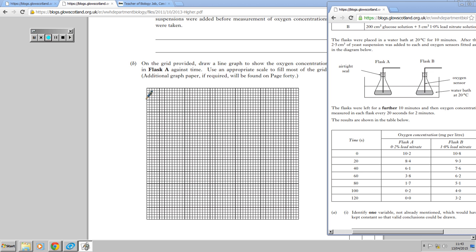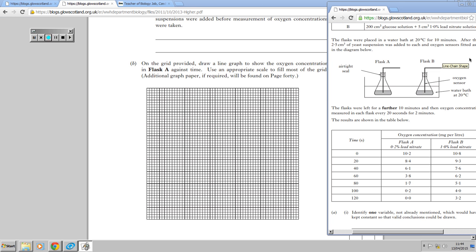At 0 I'm at 10.2, at 20 I'm at 8.4, at 40 I'm at 6.1, at 60 I'm at 3.8, at 80 I'm at 1.7, at 100 I'm at 0.2, and at 120 I'm at 0.0. In this instance, for 120 we actually have a 0 value, therefore you have to put it on the graph. Now what we want to do is join these dots.